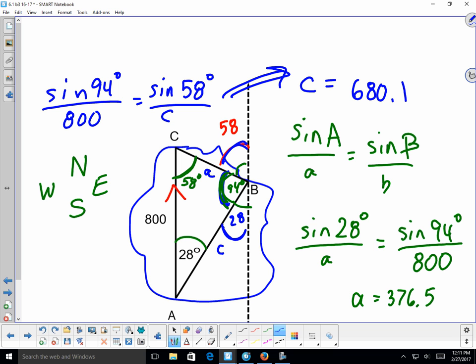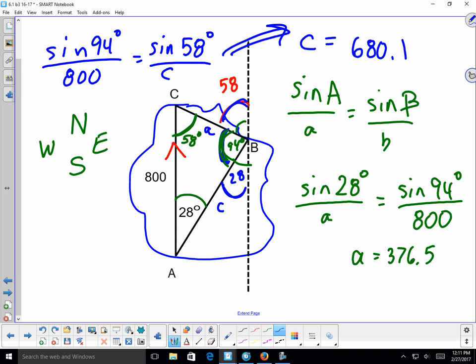All right, so altogether, I think the child swam 680.1 meters first, and then 376.5. Sorry, meters. Good swimmer, very good swimmer. So you're going to say 680.1 plus 376.5, and we get our total number of meters.